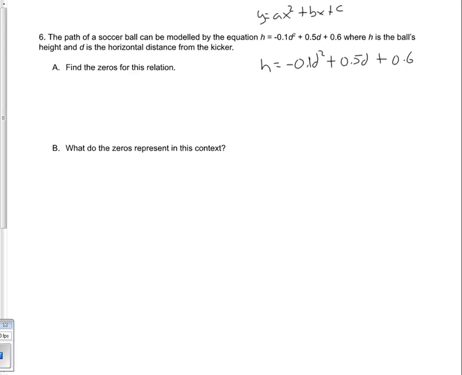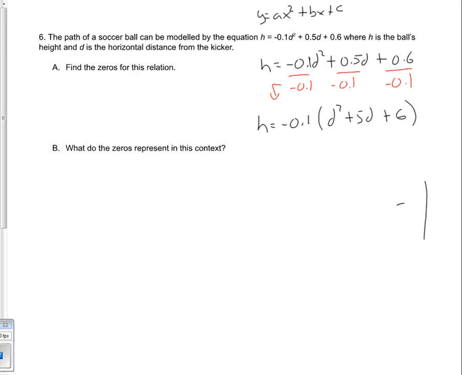Because in this instance the a value is not positive 1, we have to divide everything by the a value. And here the a value is negative 0.1. And so that also has to come down. It doesn't get lost. So when we divide everything by negative 0.1, we're left with d squared plus 5d plus 6. And now we have to factor this.